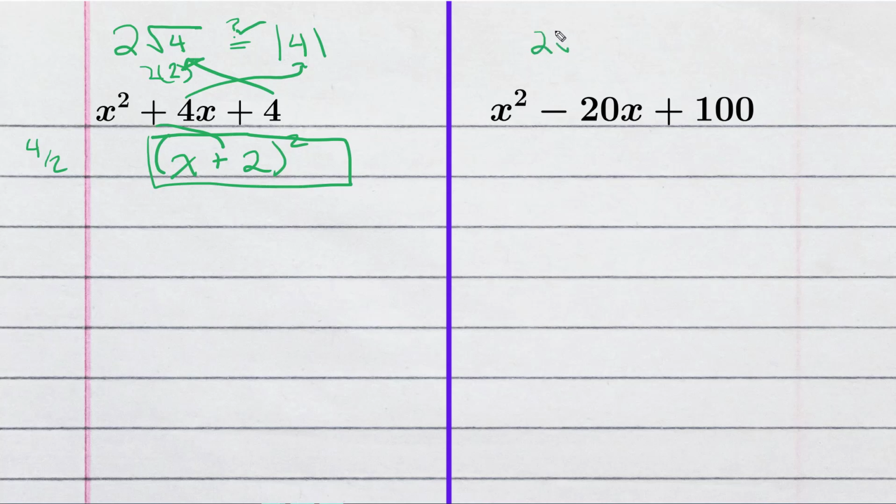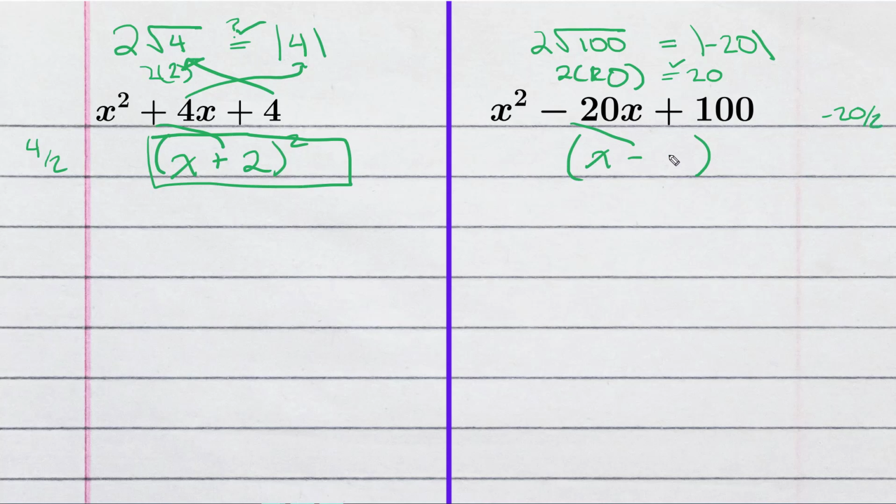We want to know, is 2 times the square root of 100 equal to the absolute value of negative 20? If that's true, then we can factor it with this method. So 2 times 10 equals 20. So that is true. That means when I factor it, I do x, that middle sign, and negative 20 divided by 2 gives me 10. And then squared. And that's the answer.